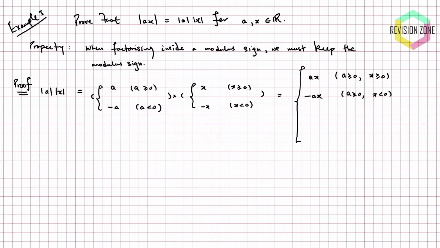Or we can have negative a times x for these respective domain values. So again, this is going to give us negative ax where that's the case or that's the case. And lastly, we can have negative a times negative x for these respective domain values. So negative times negative is going to be positive, so it's just going to be ax.